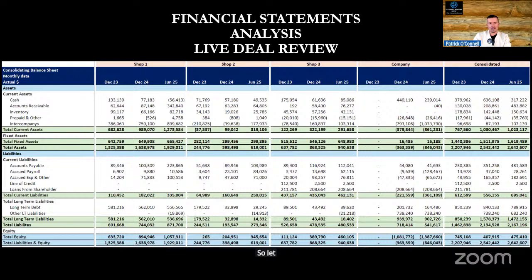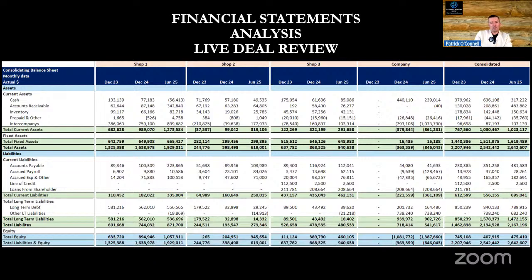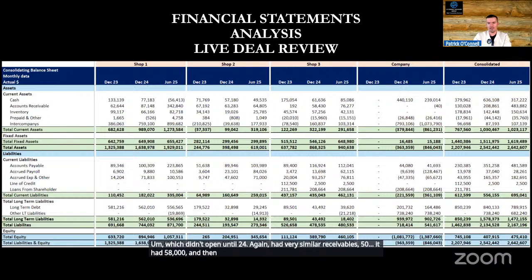So let's take a look at what's going on with some of the individual shops. If you're buying a business and it might have multiple locations, pay close attention to this. A couple things jump out. You'll see that accounts receivable is pretty steady across each shop. Shop two has roughly 60,000 each period. Shop three, which is a newer shop that didn't open until 24, had very similar receivables. It had 58,000 and then 76,000.